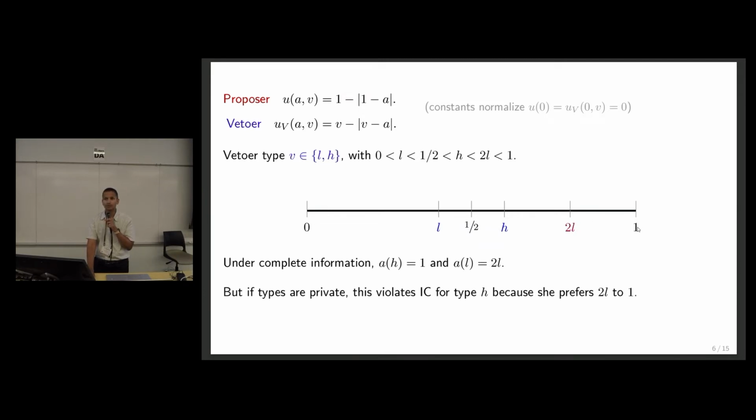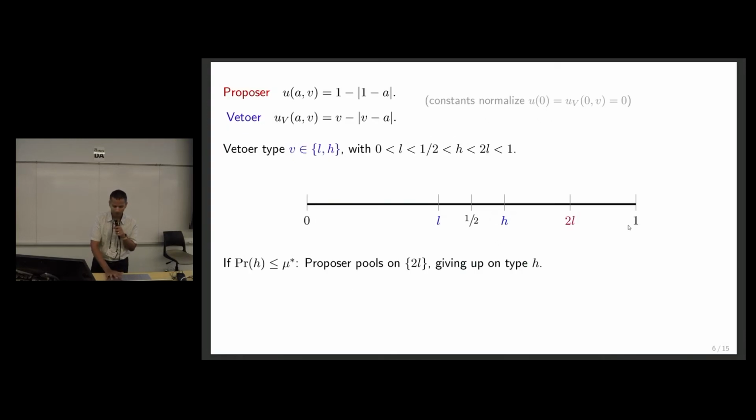Okay, so the IC constraints wouldn't be satisfied because the height 2L is closer to H than 1. All right, so what do you do? For a moment, first let's think about what you would do with a static mechanism, and then I'll elaborate on what we're going to do in equilibria. With a static mechanism, you're going to really have two choices.